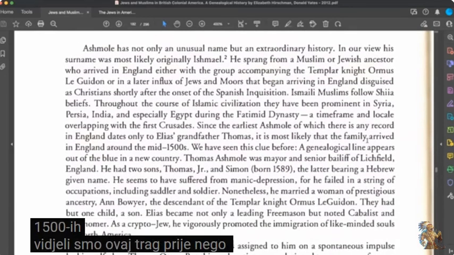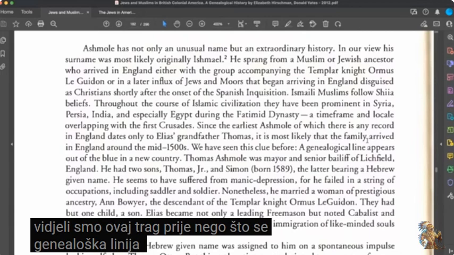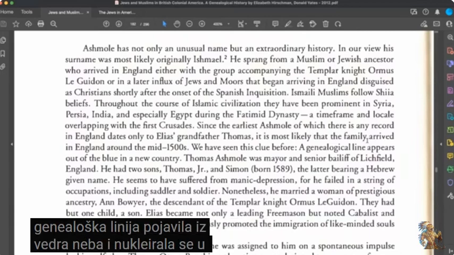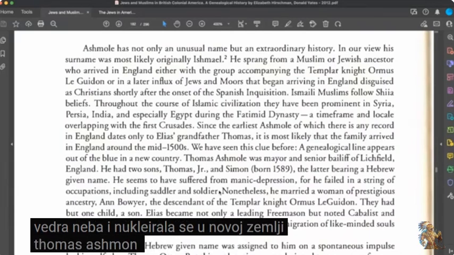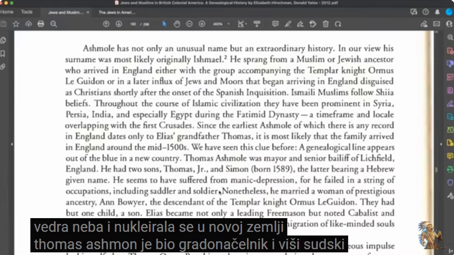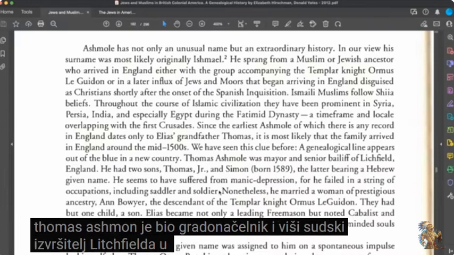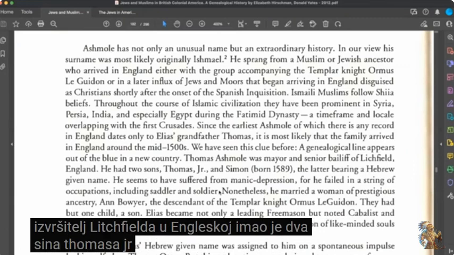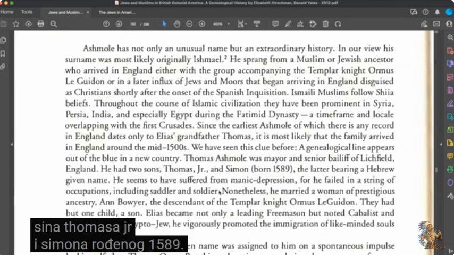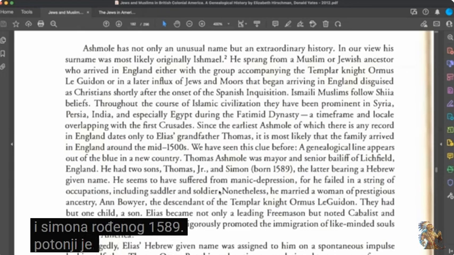We have seen this clue before. A genealogical line appears out of the blue in a new country. Thomas Ashmole was mayor and senior bailiff of Lichfield, England. He had two sons, Thomas Jr. and Simon, born 1589, the latter bearing a Hebrew given name.